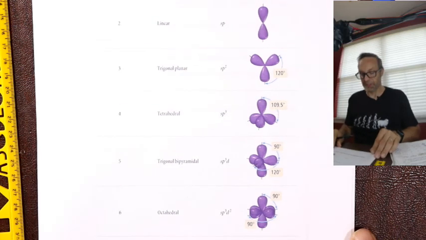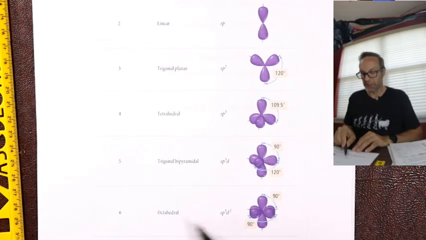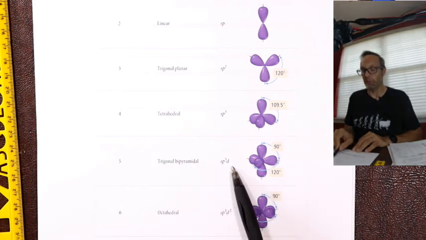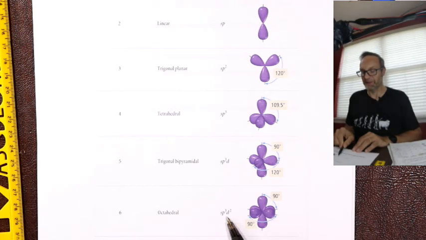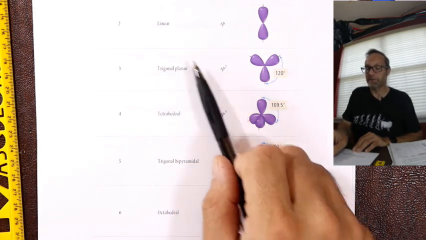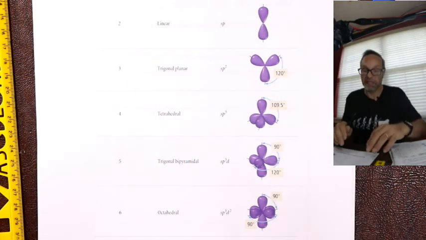So I've got the hybridization and the electronic shapes for each one. A trigonal bipyramid is sp3d hybrid. Octahedral is sp3d2, so six clumps, octahedral; five clumps, trigonal bipyramid; four clumps, tetrahedral; three, trigonal planar; two, linear. Hopefully that makes sense.